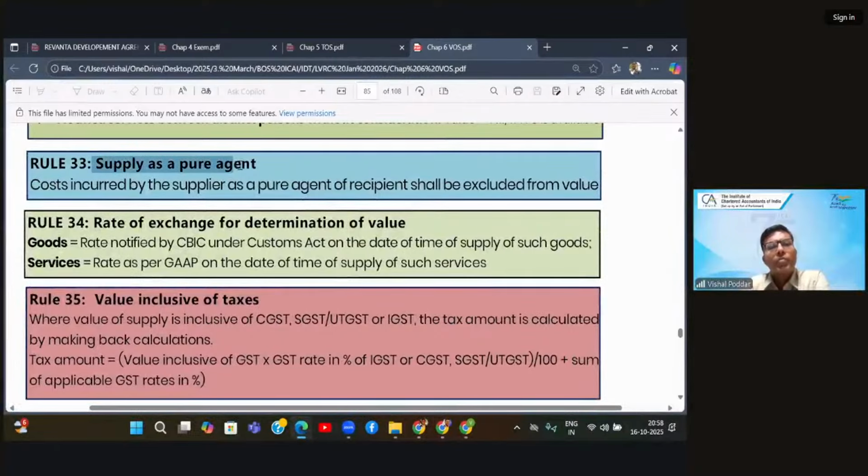Next is where you are acting as a pure agent. Now, the rule is if you are acting as a pure agent, whatever you are charging or recovering from your recipient as a pure agent, that will be excluded. That is, there is no GST on that amount. But the question is, what is a pure agent? Or when we will say that you have recovered any amount as a pure agent. So for this, there are some conditions. First, there has to be a pre-agreement which empowers where the seller has to pay the amount.